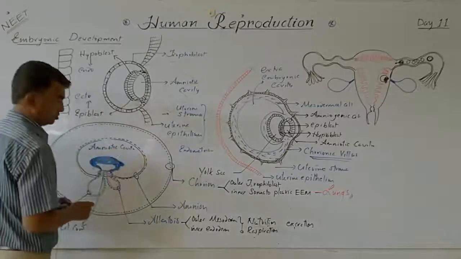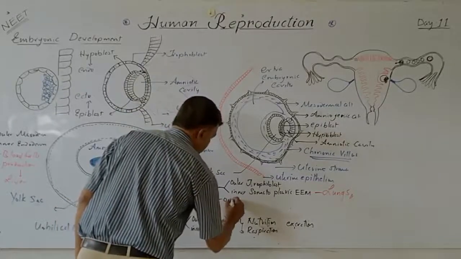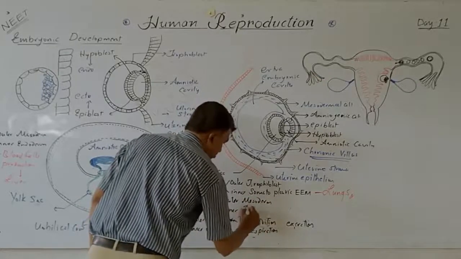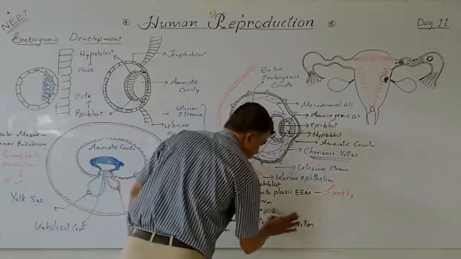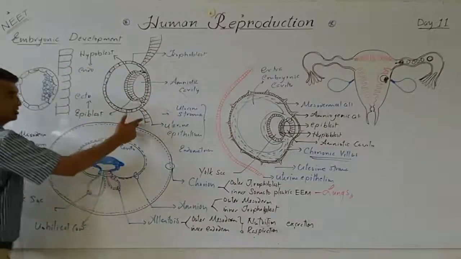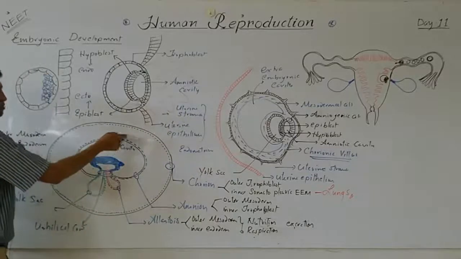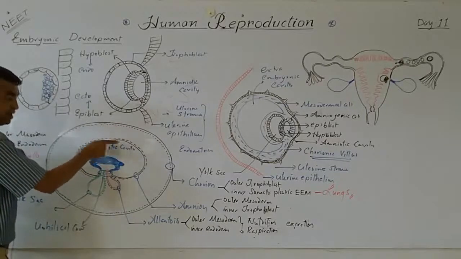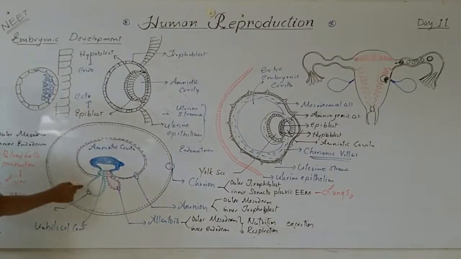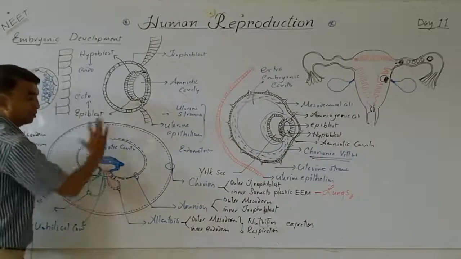Now come to the last one, the amnion. The amnion is made up of outer mesoderm and inner trophoblast. So every extraembryonic membrane is made up of two layers. This is made up of somatopleuric extraembryonic mesoderm and trophoblast. The yolk sac is made up of splanchnopleuric extraembryonic mesoderm plus endoderm, and the allantois is also made up of splanchnopleuric extraembryonic mesoderm plus endoderm, but the function is very different.